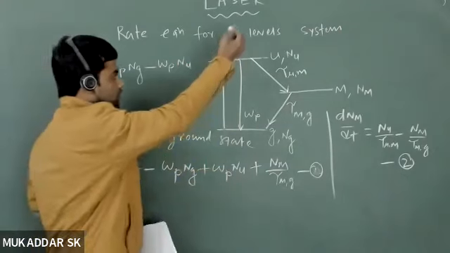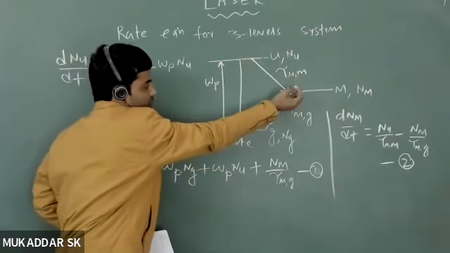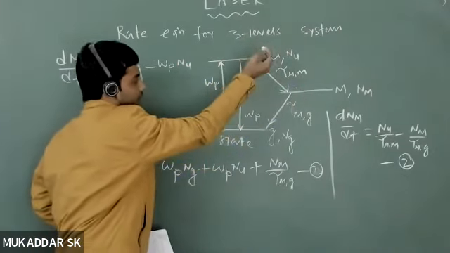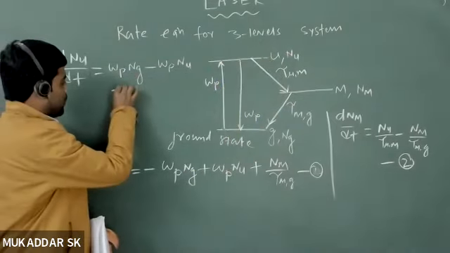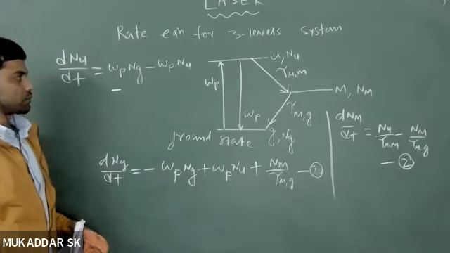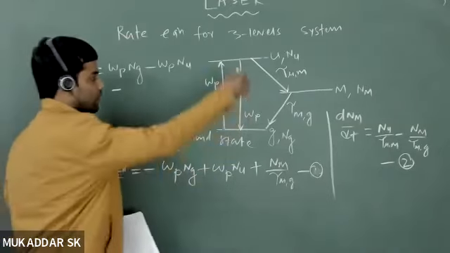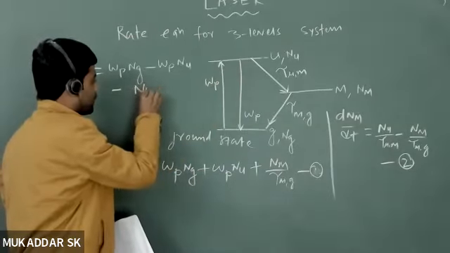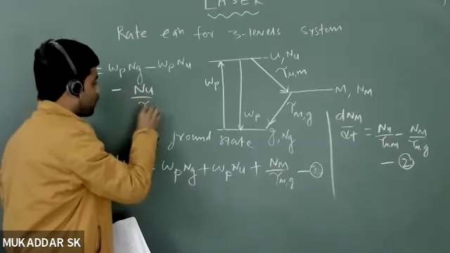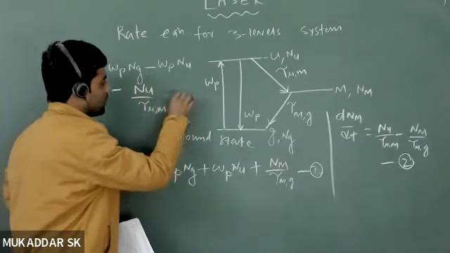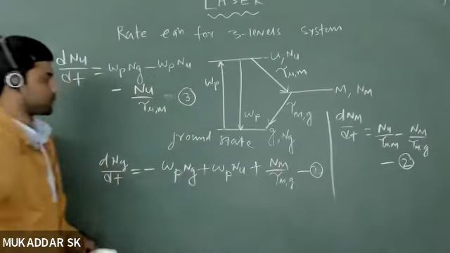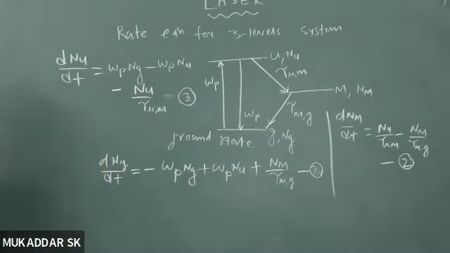Also, decay from the upper to the metastable state will again decrease the population of the upper state, so I'll use a minus sign. At what rate? That will be N_U by tau of UM. So this is your equation number 3. Tell me if you have any doubt.